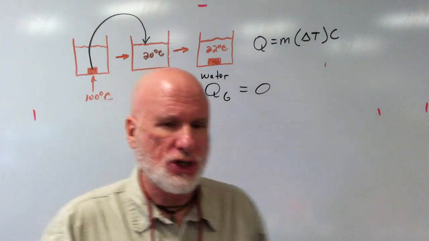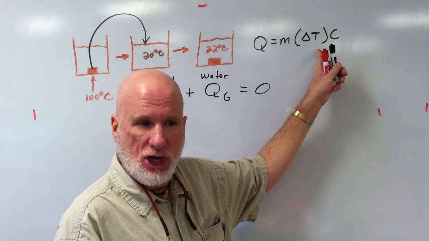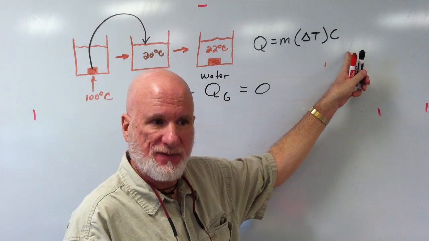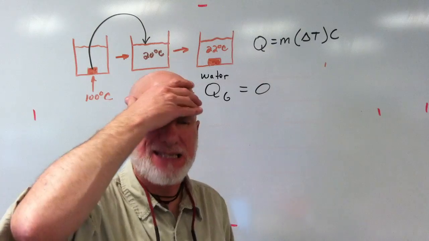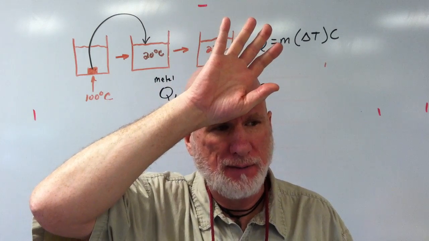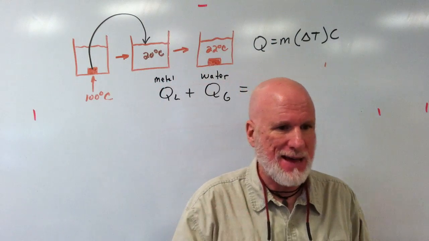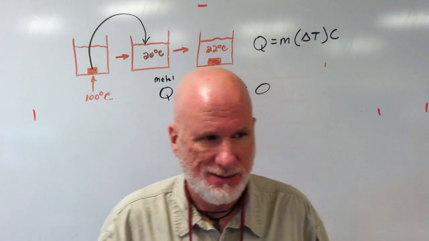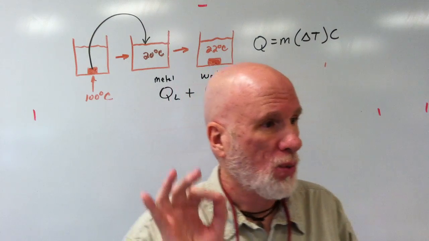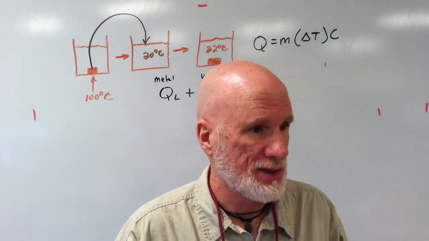The equation for heat is mass times the change in temperature times the specific heat capacity. Let's see if we can work this out mentally, okay? Specific heat capacity is the amount of heat needed to raise one unit mass, in this case one kilogram of water, 1 degree Celsius.